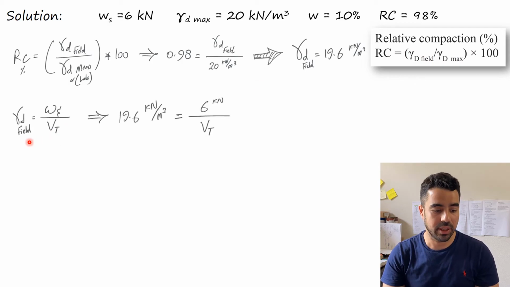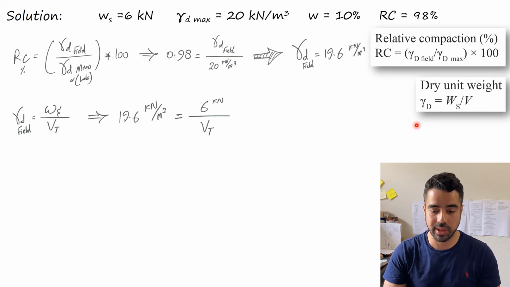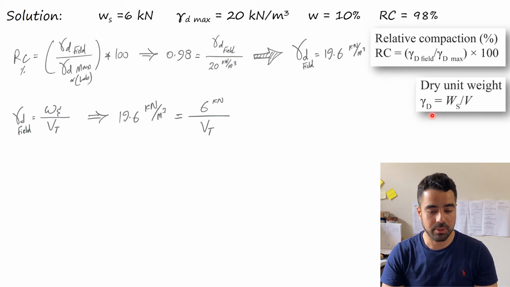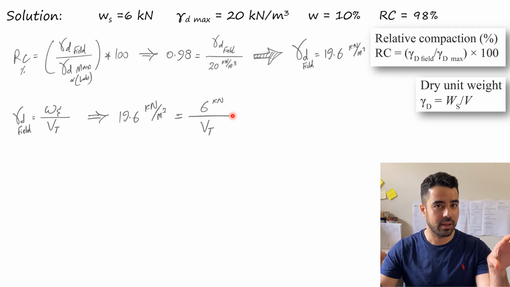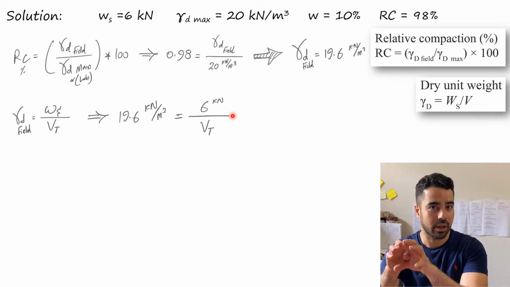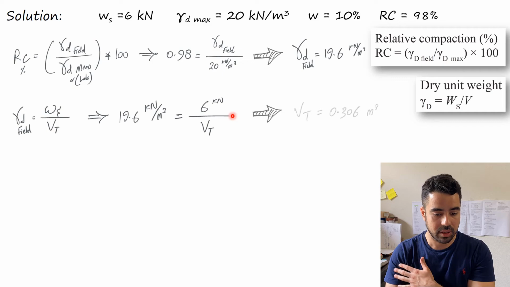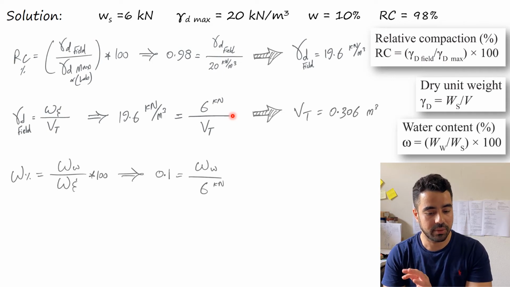And now from the gamma dry in the field, we all know it's the weight of solids over the total volume, right? And that's how it looks like in your manual. So gamma dry in the field 19.6, we just found that. The weight of solids is given 6. So we're gonna get the total volume. We're looking for the volume of solids. So the total volume, we found that, but we need the volume of water now. Okay. So the total volume 0.3, we're done with that.